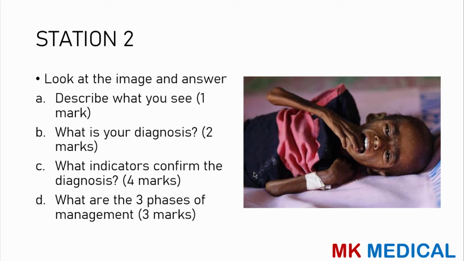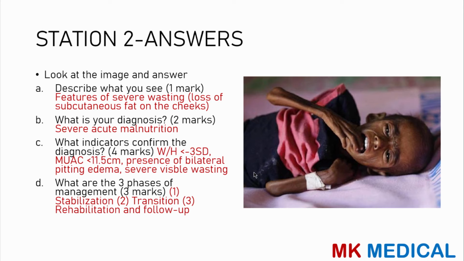Station 2, look at the image and answer. Part A, describe what you see. Part B, what is your diagnosis? Part C, what indicators confirm the diagnosis? Part D, what are the 3 phases of management? So I'll give you 1 second to think through this, or you can pause the video if you so wish. So here comes the answers.